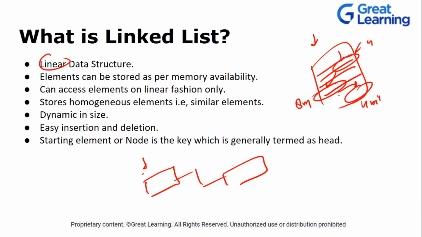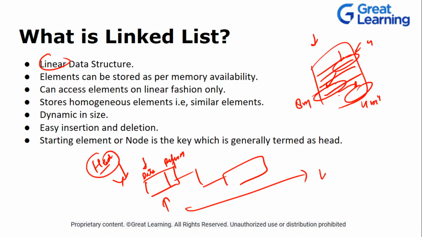There is one part where you store your data, and the second part is where you store the reference. Now, the first node is also known as the head node. No matter what happens, you should not lose your head node. It is with the help of the head node that you can traverse this whole linked list.